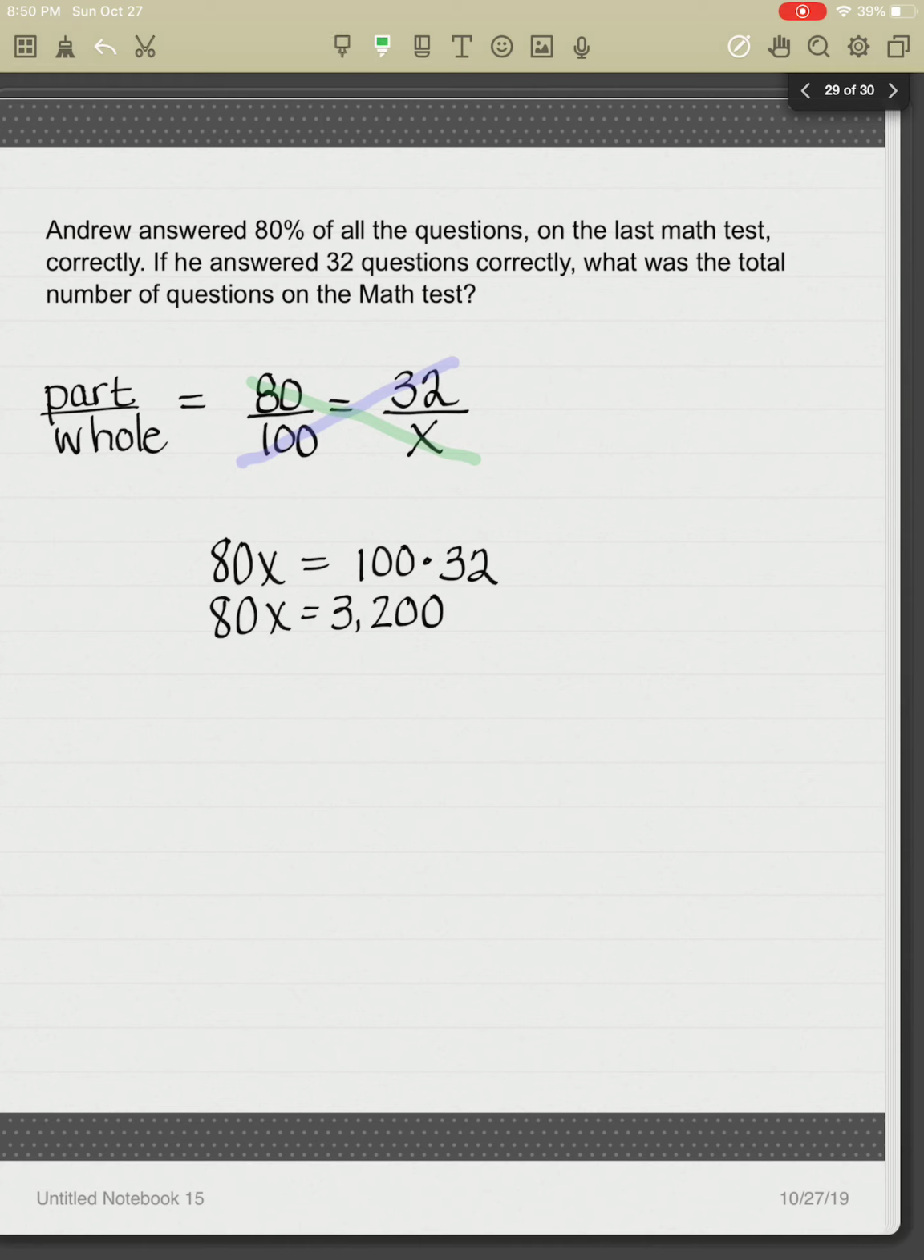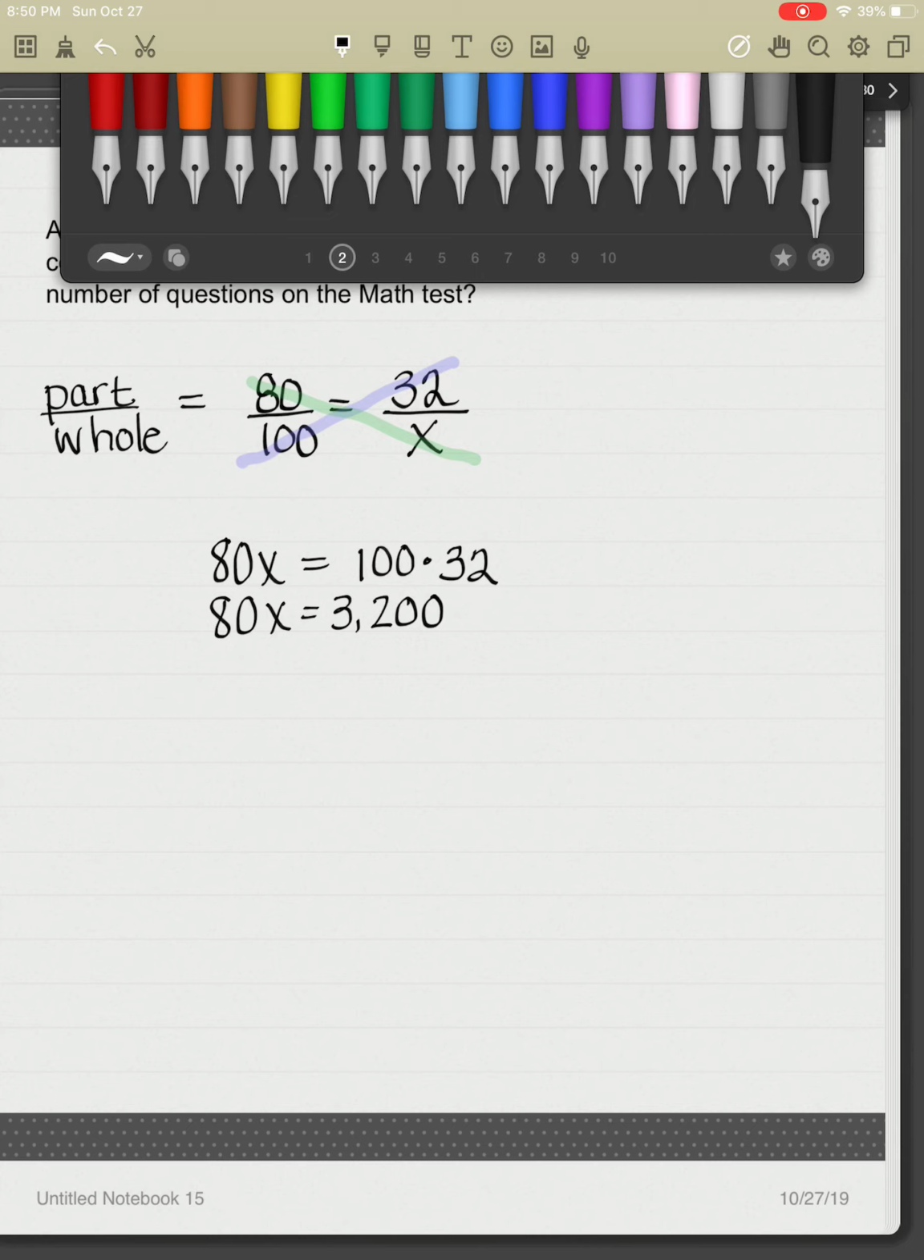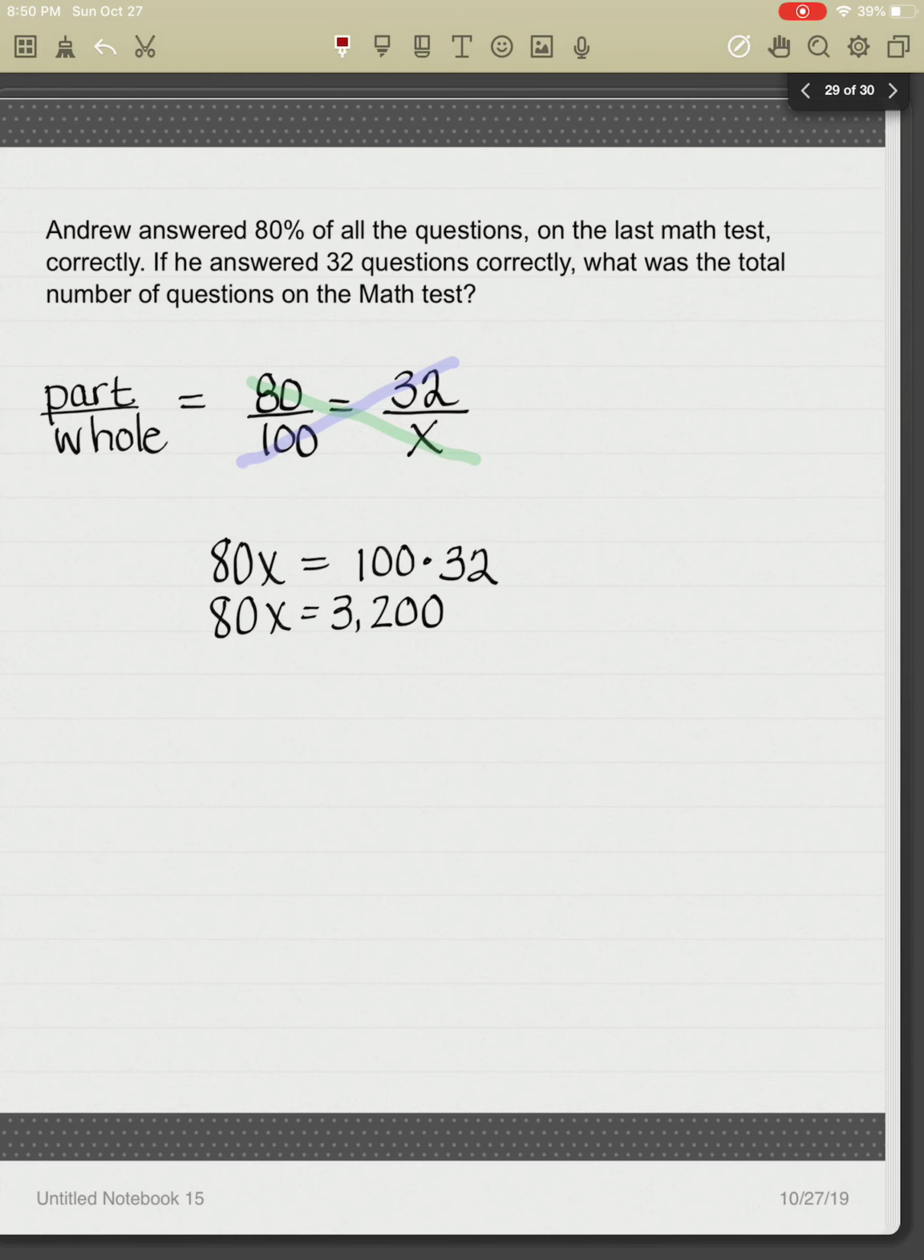So we have to work to get that variable by itself. So if it's multiplied by x, we have to use the inverse operation to isolate the variable. So I'm going to divide by 80. And that equal sign tells us that what I do to one side, I also have to do to the other. Okay, so when I divide both of these by 80, 80 divided by 80, that results in just one x, so I'll just put an x here. And then when I calculate 3,200 divided by 80, the quotient is 40.